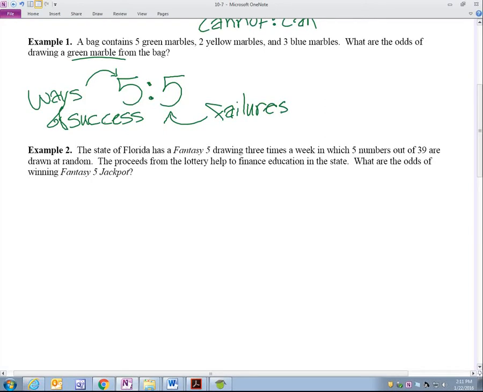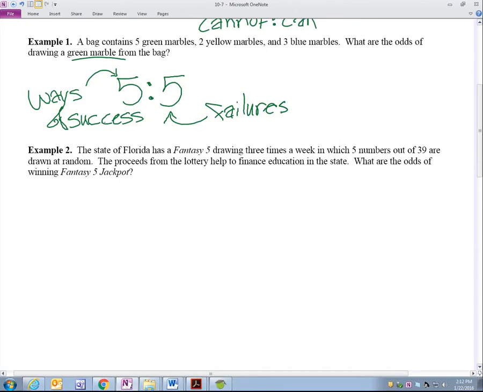Now, unlike probability that talks about whatever amount out of the whole thing, I like odds better because you can add the 2 ratios together, and if you have the total amount of whatever you're dealing with, then you're in good shape. Okay? For example, how many total marbles are there in the bag? There are 10 marbles in the bag. You have 5 winners, 5 losers, total of 10.